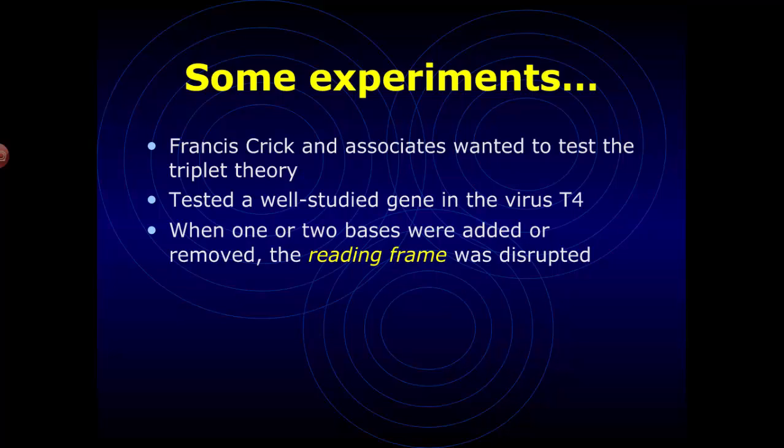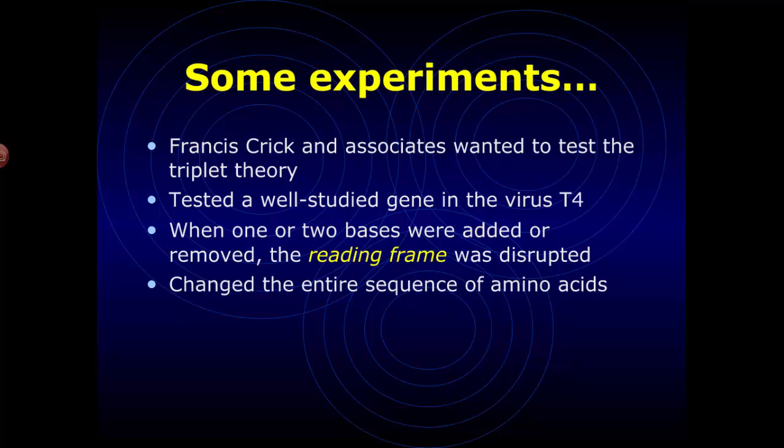What they did then was they produced the protein that was coded for by that, and then they took out one base. They excised or cut out one of the bases in that gene. And when they did that, it disrupted what's called the reading frame. I'll show you what that looks like in just a second. If they took out two bases, they still disrupted the reading frame. In other words, they weren't getting the right protein. It changed the entire sequence of amino acids.